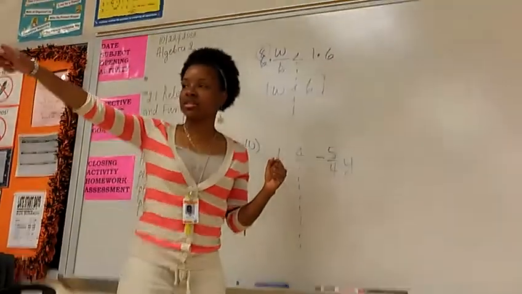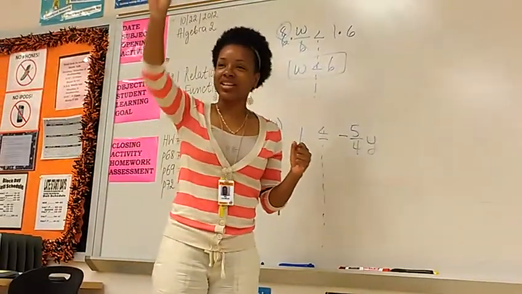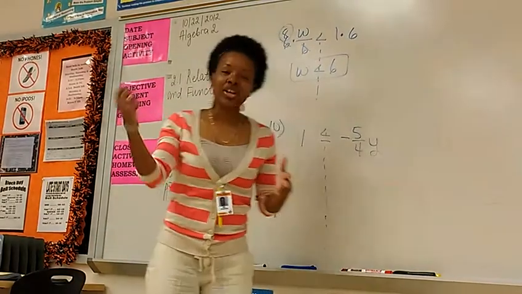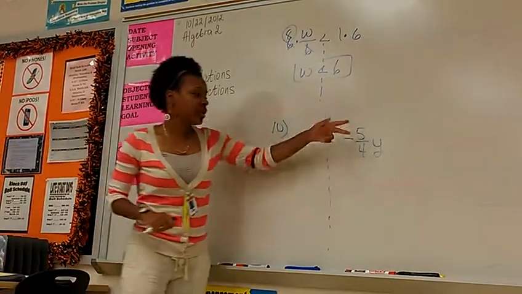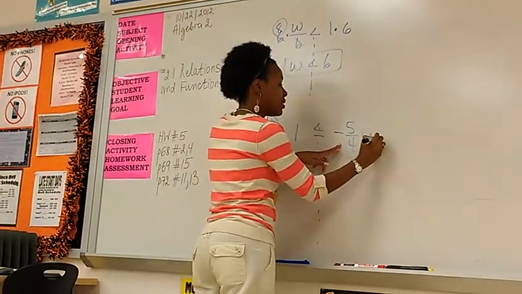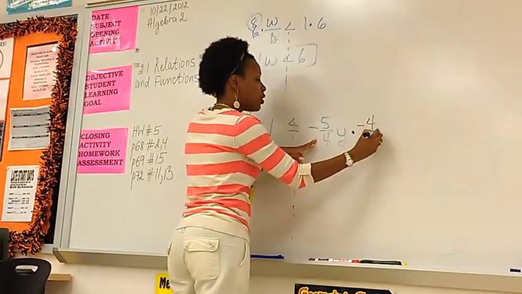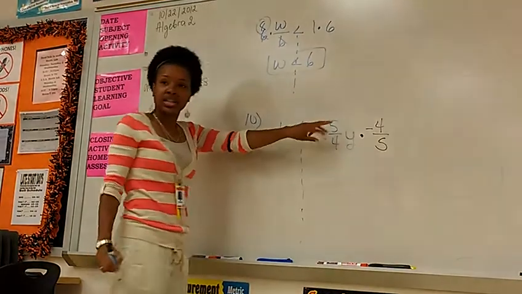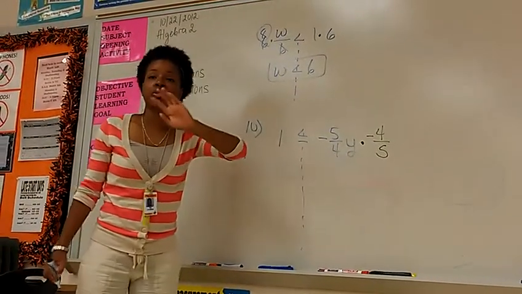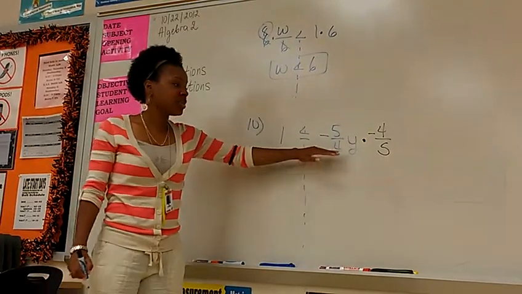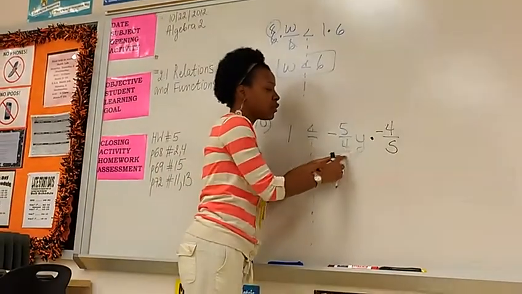You had an answer, Ellison? Nobody? Ooh, you flip it upside down. Good. You multiply by the reciprocal. So just flip this. We're going to multiply by negative 4 over 5. See? I just flipped it. This is multiplication. The question you were doing was addition. This is negative 5/4 times y.